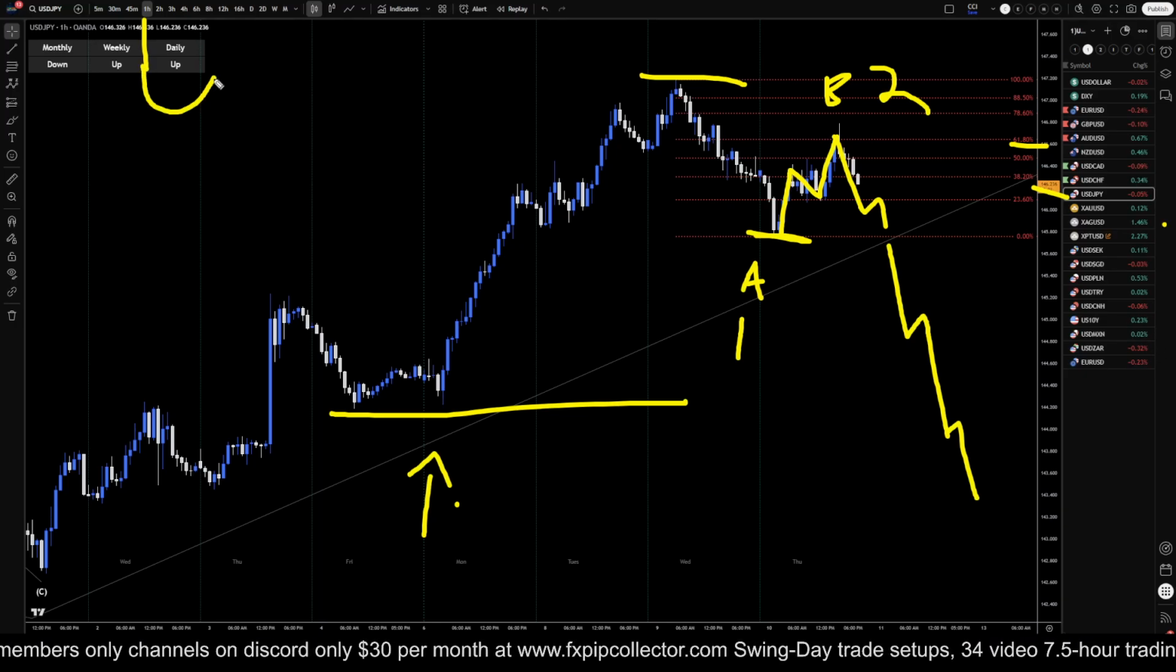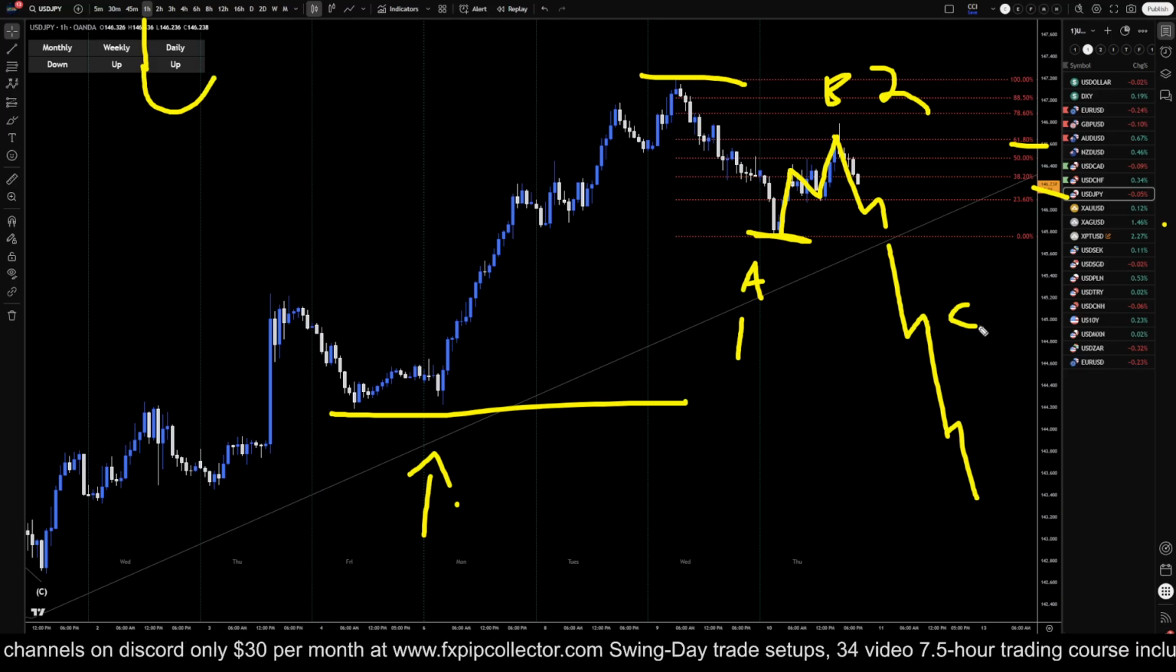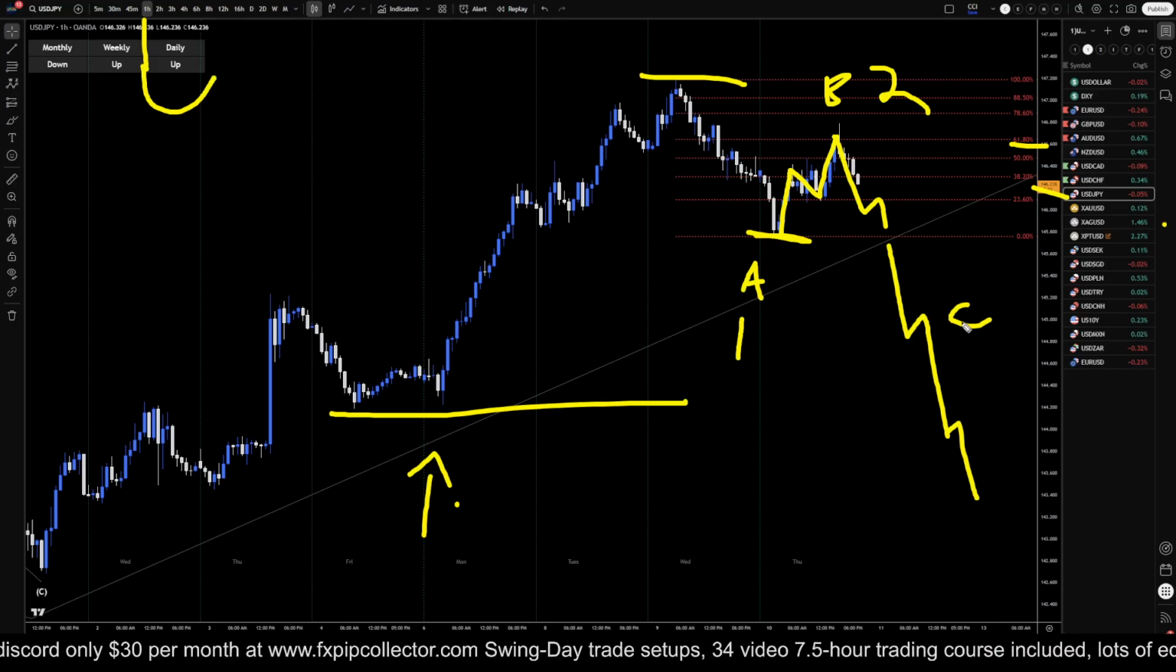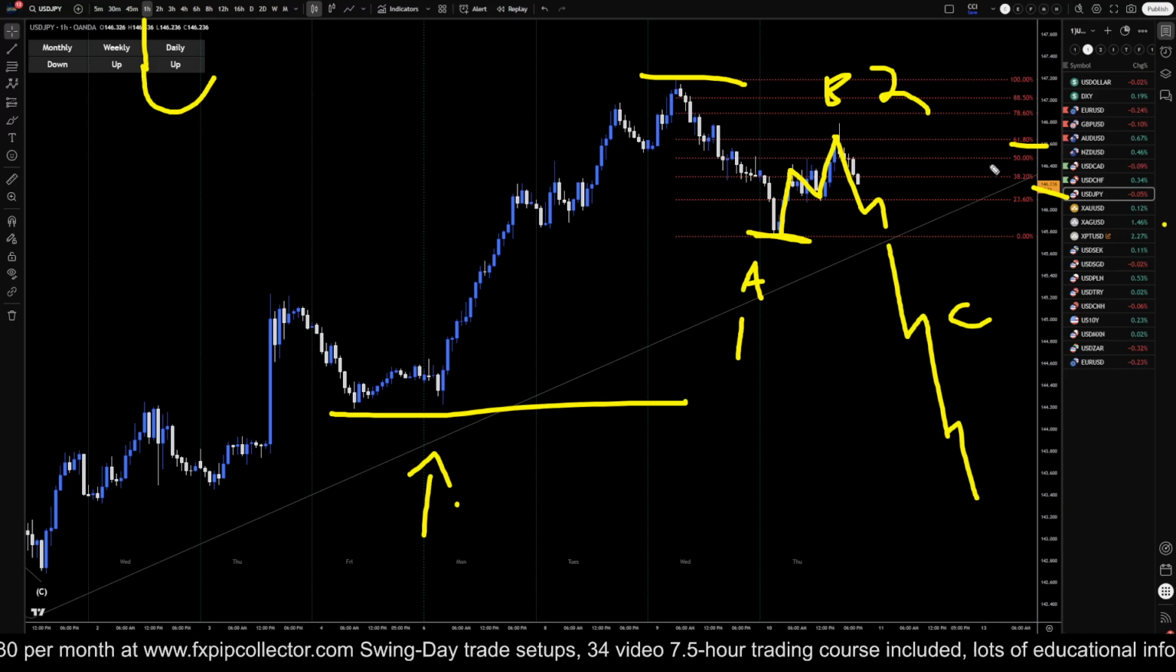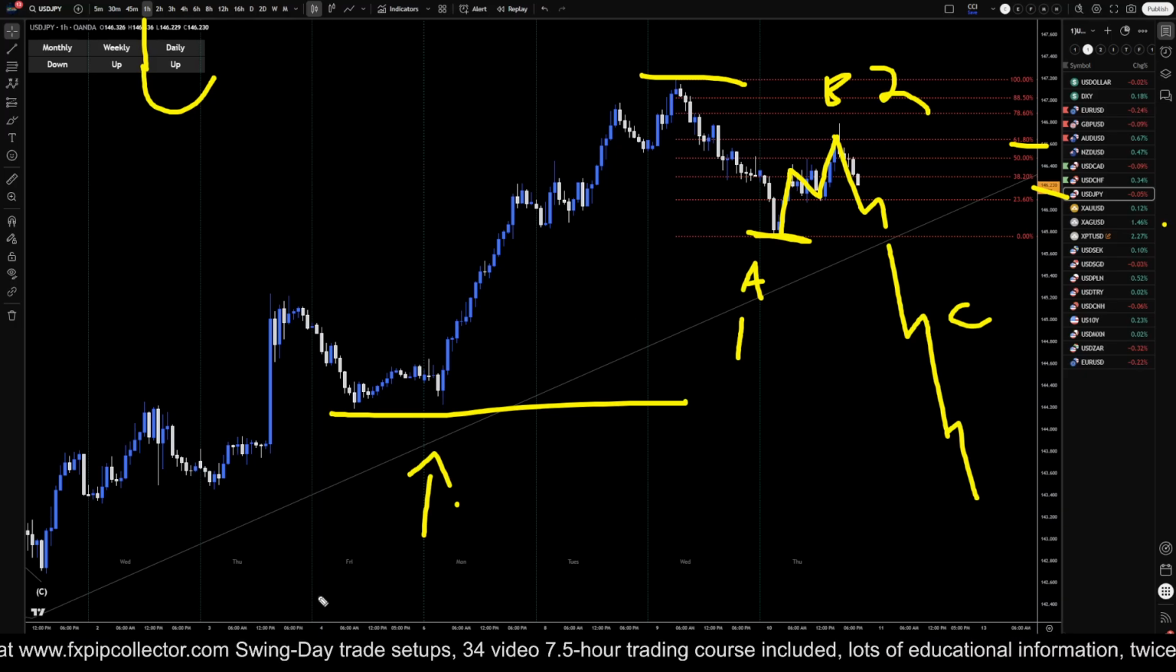Because of the daily time frame, I'm definitely leaning towards ABC, but as always, the market's the only one that knows best. So we just need to trade what we see, not what we think.